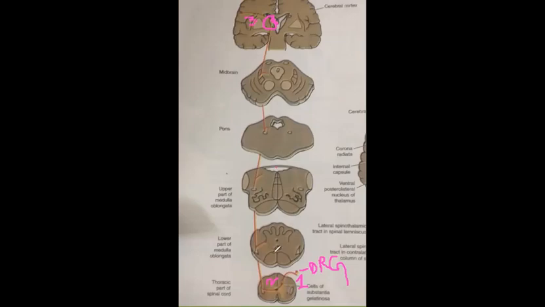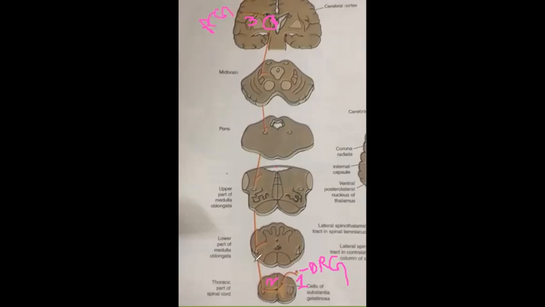Now what is going on is, this is the thoracic part of the spinal cord, the thoracic segment. Now this is the lower part of the medulla oblongata, and then this is the upper part of the medulla oblongata. This is your pons, this is your midbrain, then this is your thalamus, and then this is your postcentral gyrus. So everything is clear now at these levels.